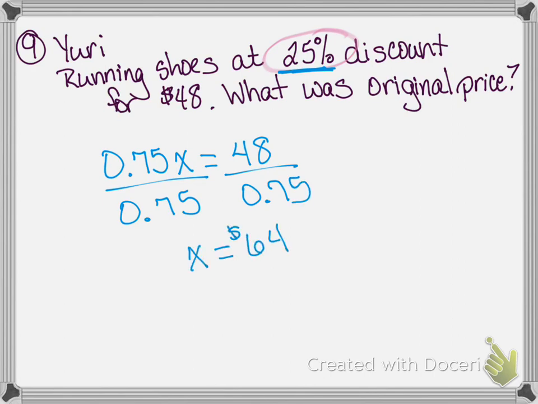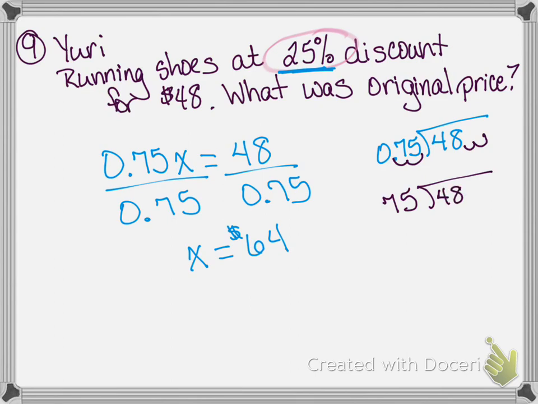Now, if you have trouble with the division, what you are doing is you have 48 and you are trying to determine how many times 75 hundredths goes into 48. So the way that we do this is we move this decimal over 2 spots, and we move that decimal over 2 spots. So we end up having 75 into 4,800. 75 will not go into 48, so then we're going to see how many times 75 goes into 480.